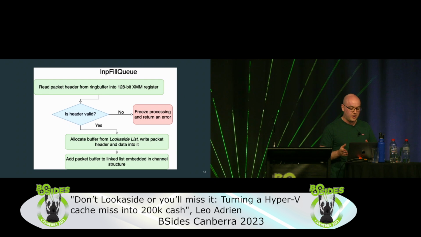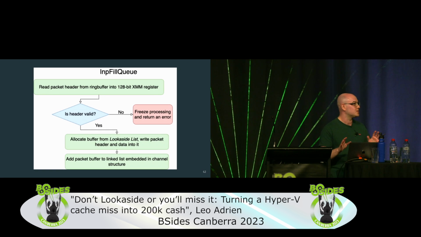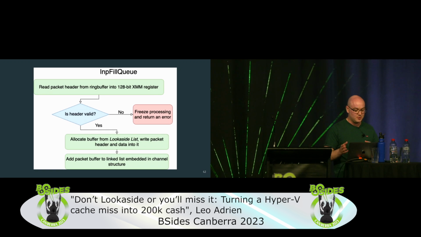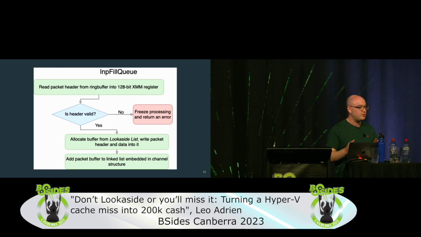So here's a sort of a diagram of what the input fill queue function was doing. This is all reverse engineered, so if there's anyone from Microsoft, this is probably wrong, I'm sorry. But yeah, so first it reads the packet header into a register, and I just mention this because it's kind of a cool optimization.